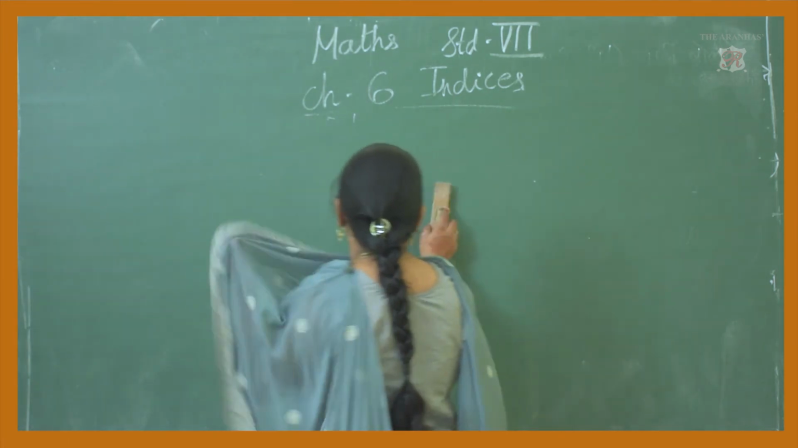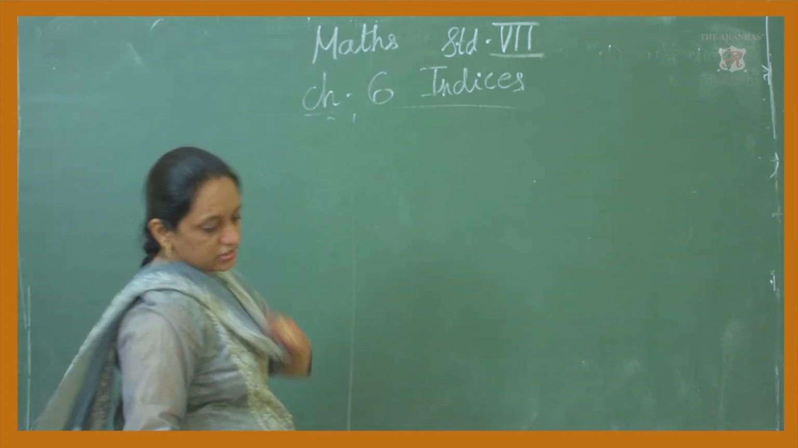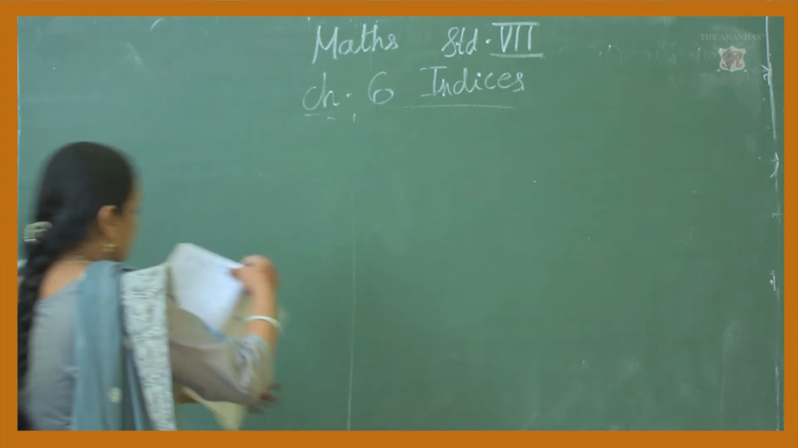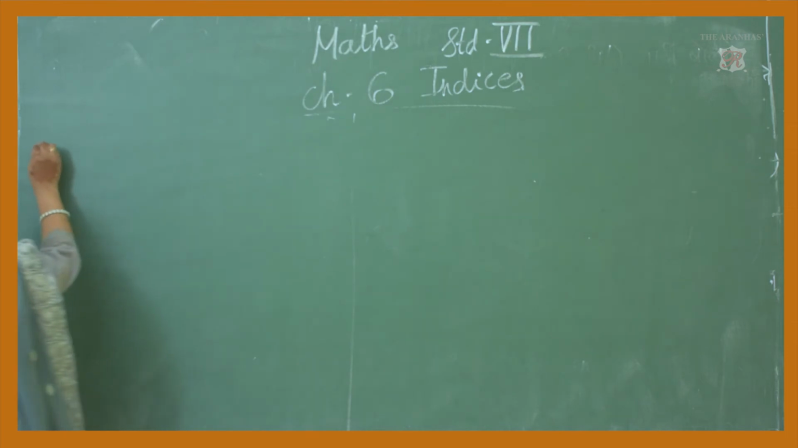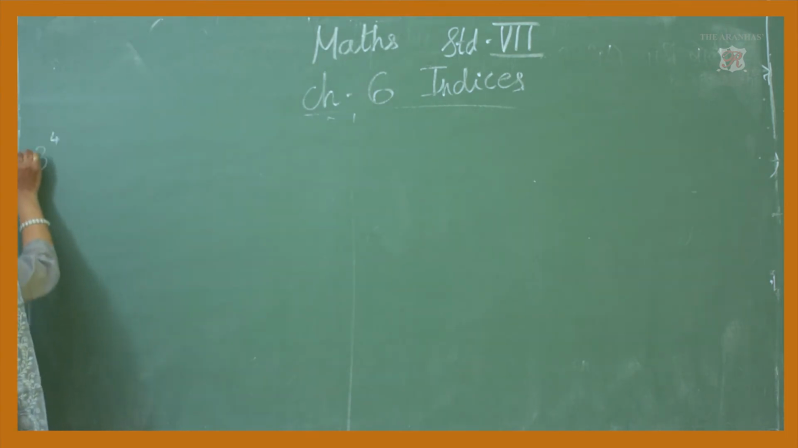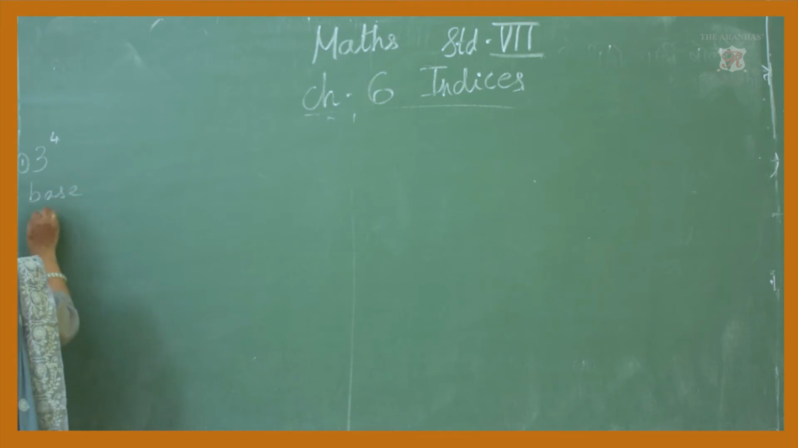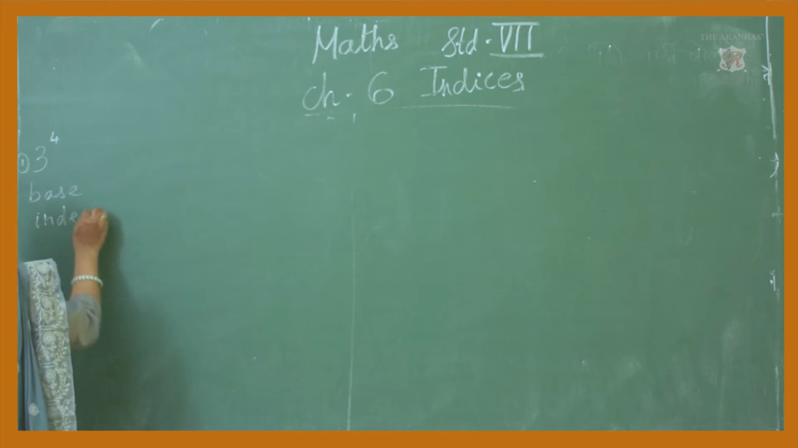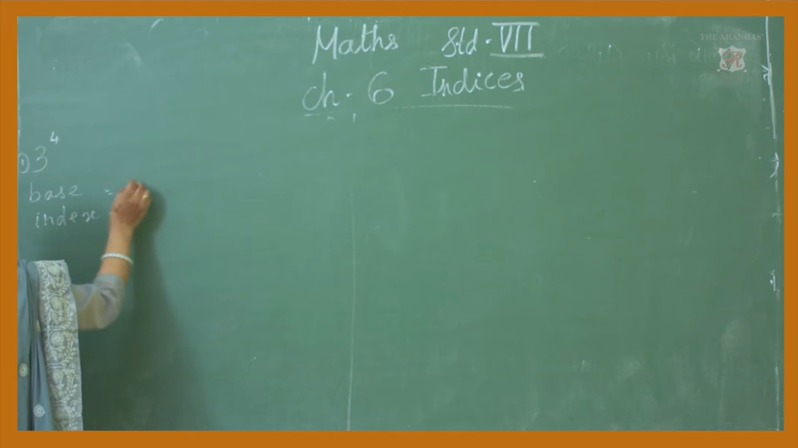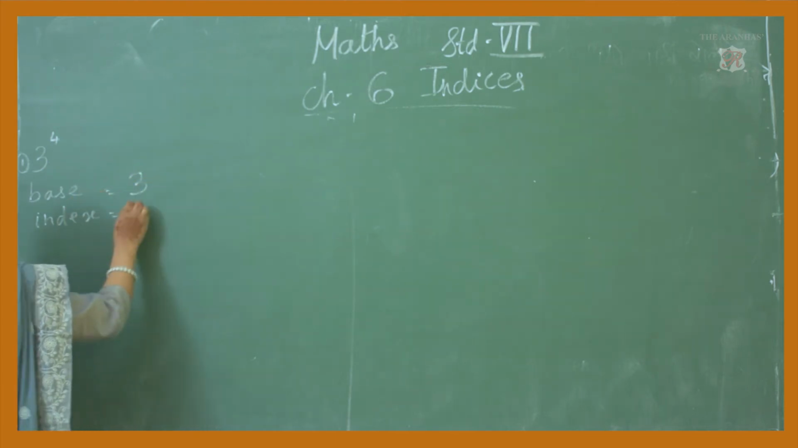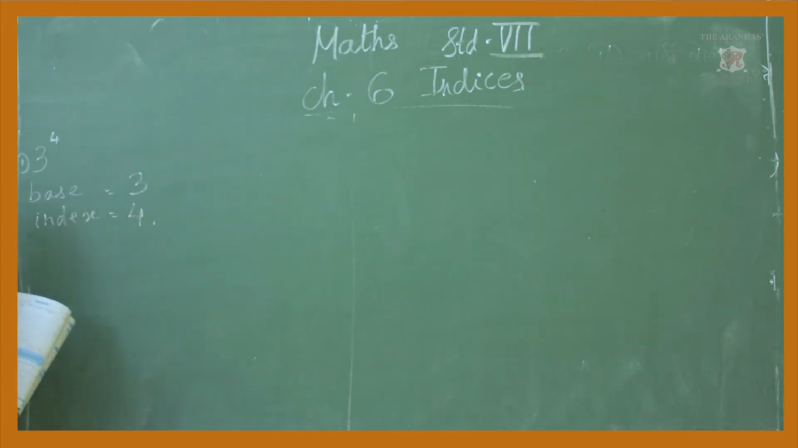I hope you are solving all the sums in the textbook after our lecture is over. See students, they have given 3 raised to 4. So in 3 raised to 4 they have asked what is the base and what is the index. I explained to you, base means the down number. The index means the upper number. So base is 3, index is 4.